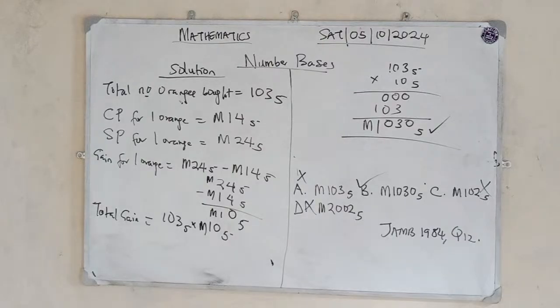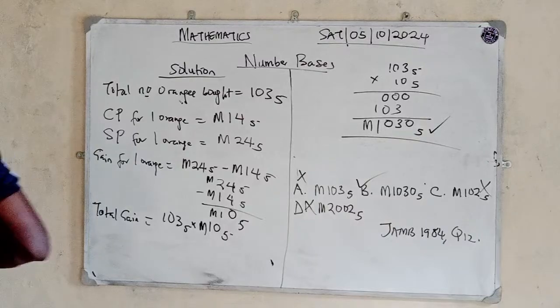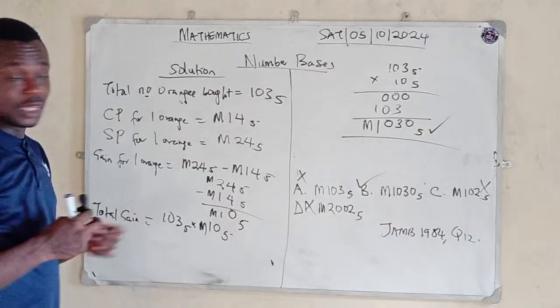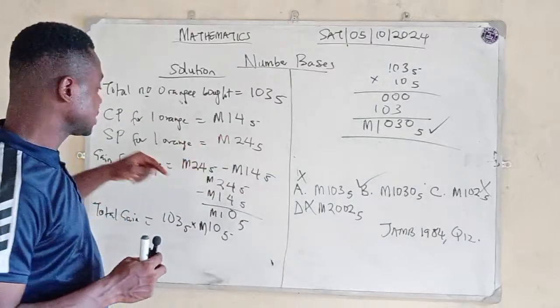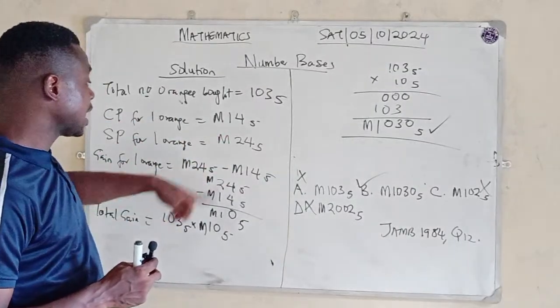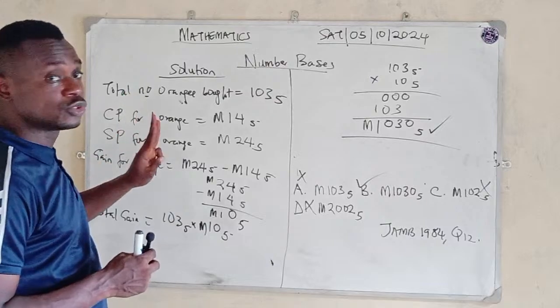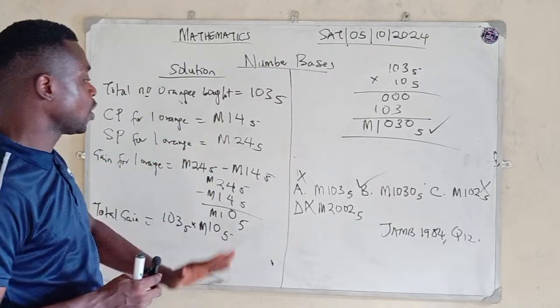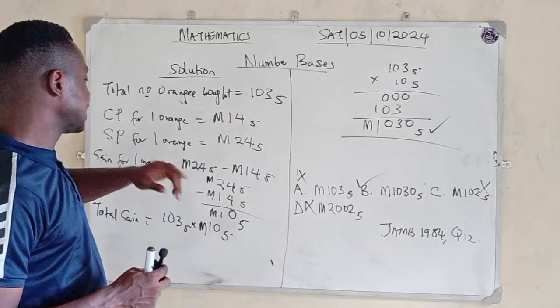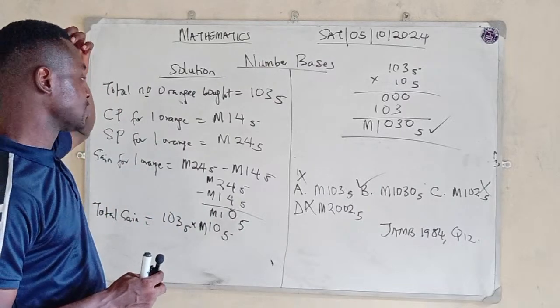All right, our 1 minute has elapsed. Solve the next question. Actually, this question combines two operations: multiplication in number bases and subtraction.